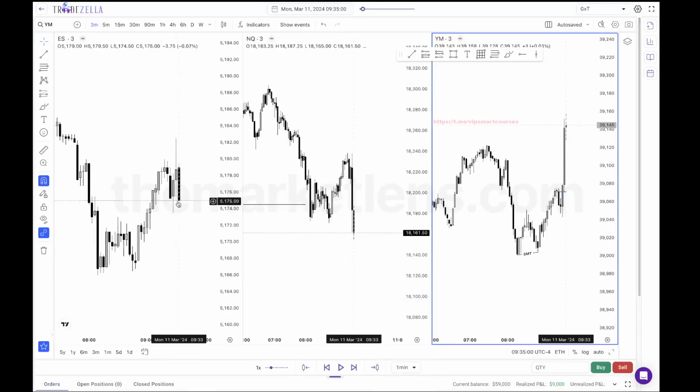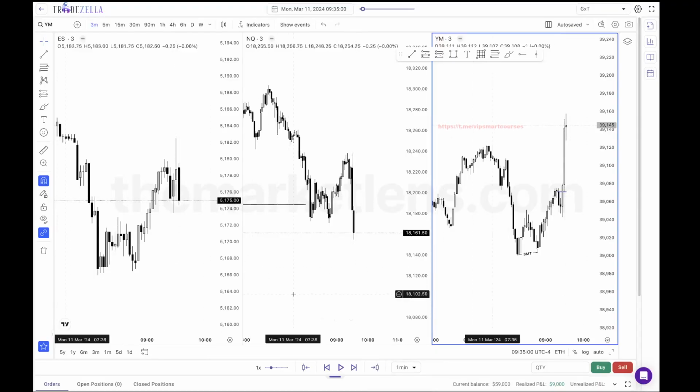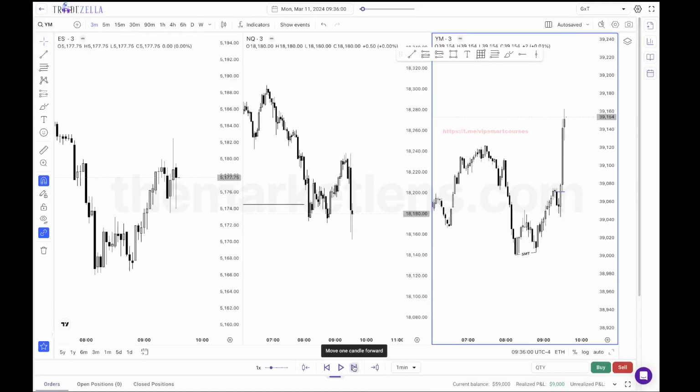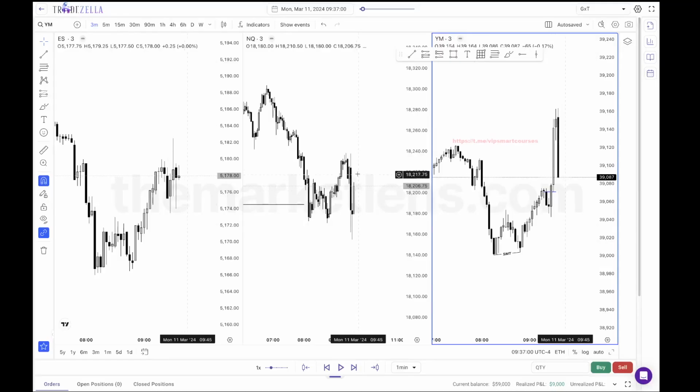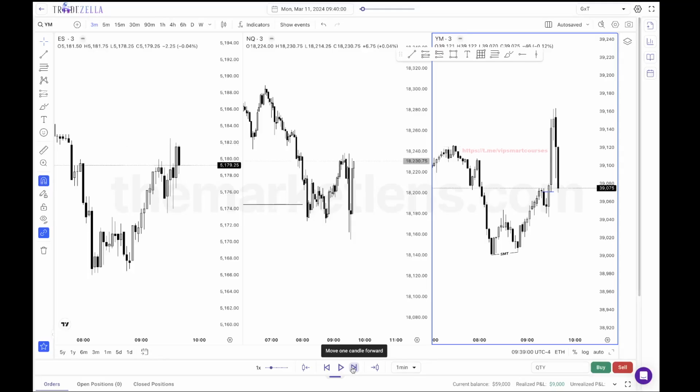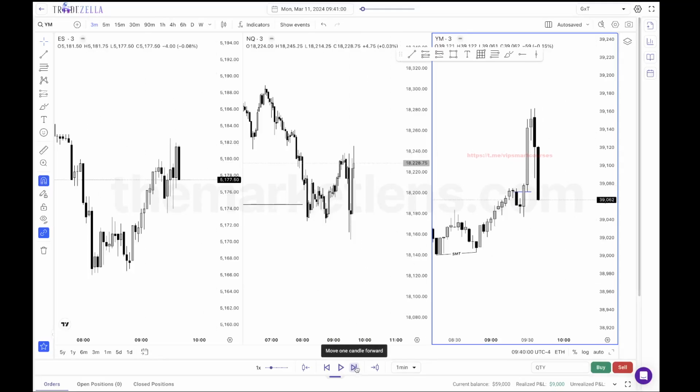So I ideally also want to see this hold here. This is very important. Okay, so this is fine right now. What we're seeing is bullishness, but I don't want to see this one go too much further. Yeah, okay, this is not great.